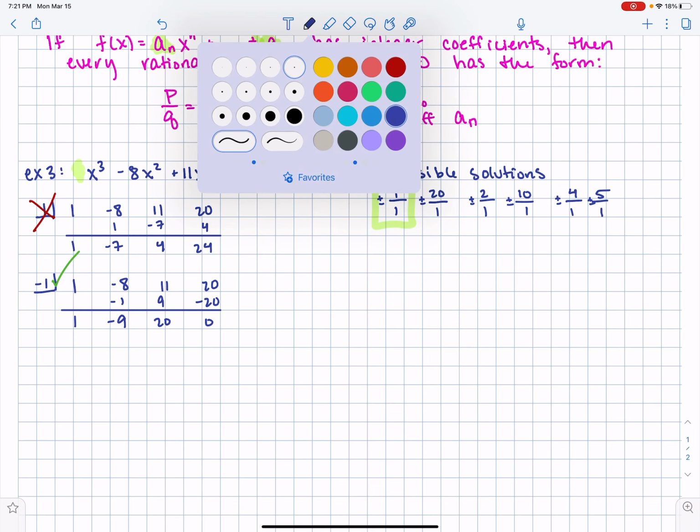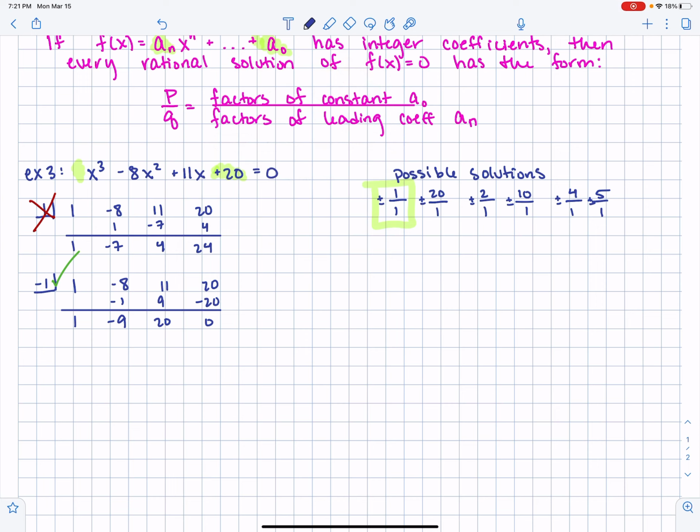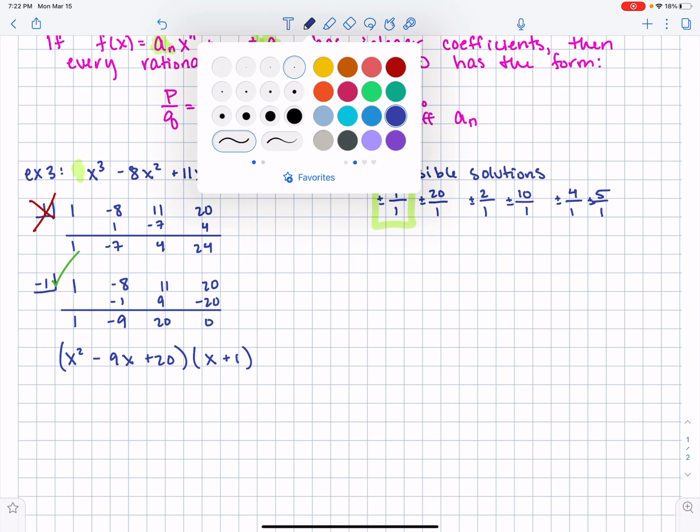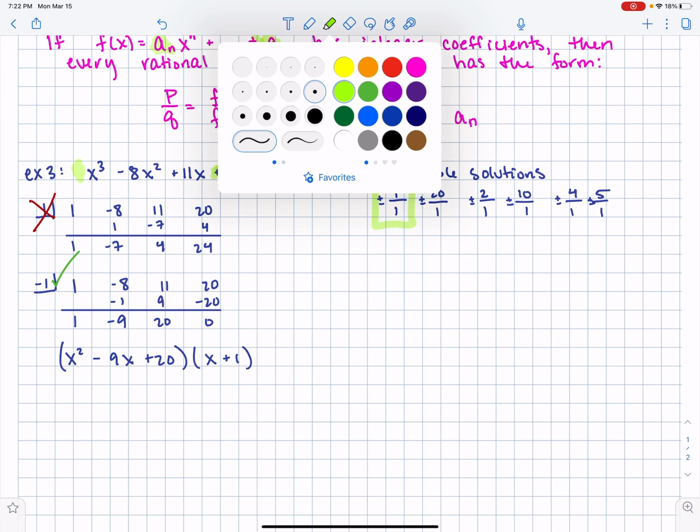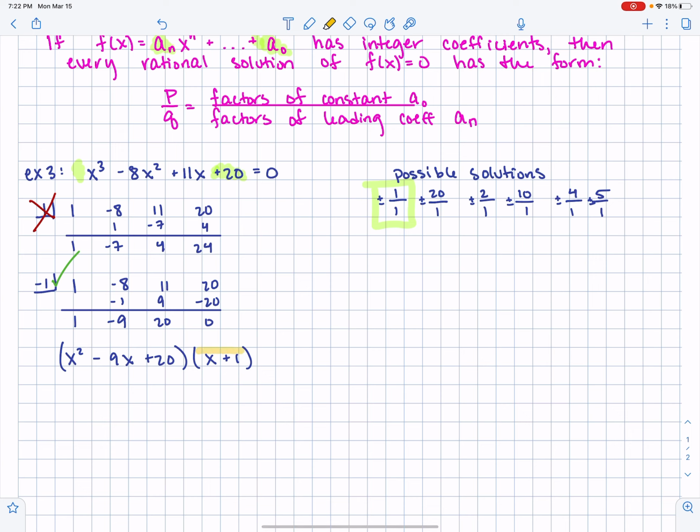Knowing that negative 1 is a factor, we can now factor this. We can factor it into x squared minus 9x plus 20, but don't forget that you factored out that negative 1, so times x plus 1. Please don't forget that factor. I'll even add a note, don't forget factor. I see that all the time.